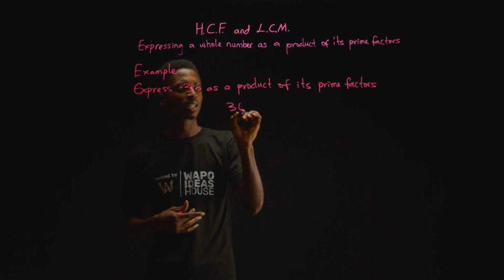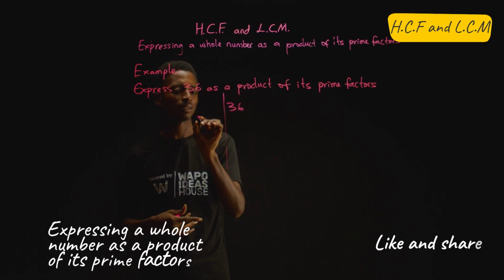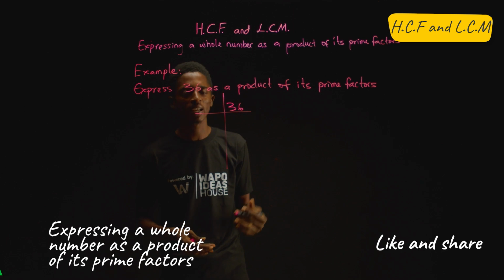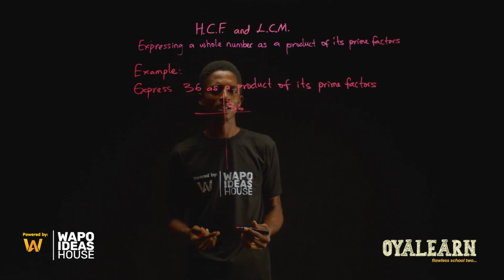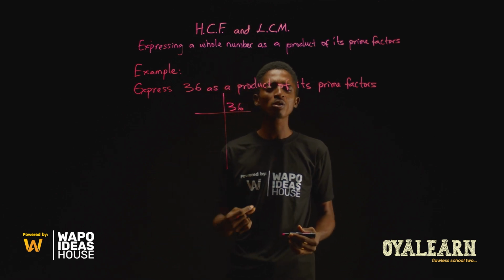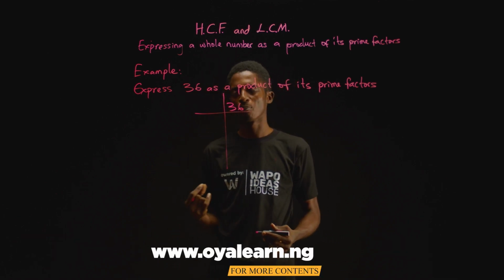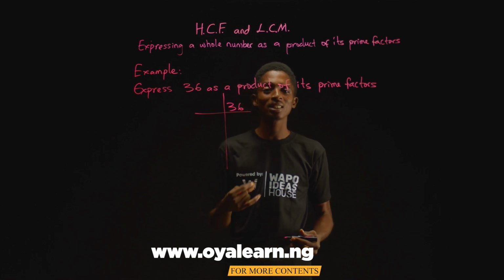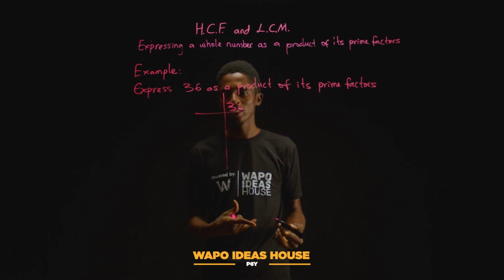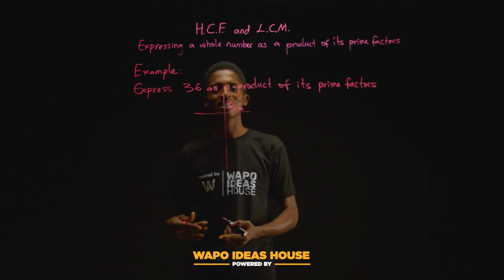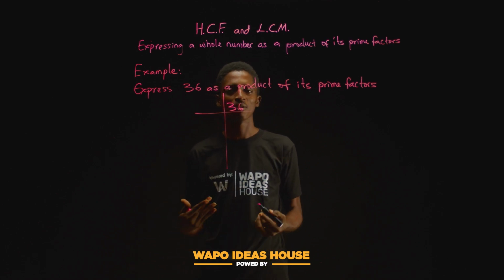You will write the number 36 and then you draw a line. And then you begin to check prime numbers that go into 36 without a remainder. While doing this, ensure that you use the minimum prime number possible. That is, if a number is divisible by 3 and also divisible by 2, I do not use 3, but instead I will use 2, which is the lowest possible prime factor.